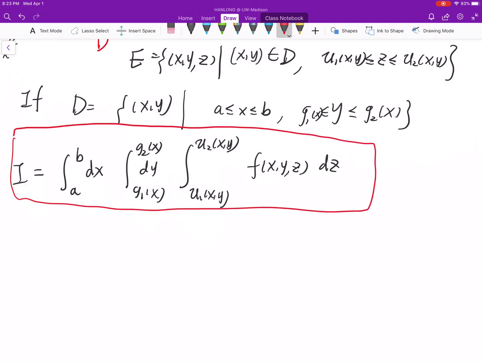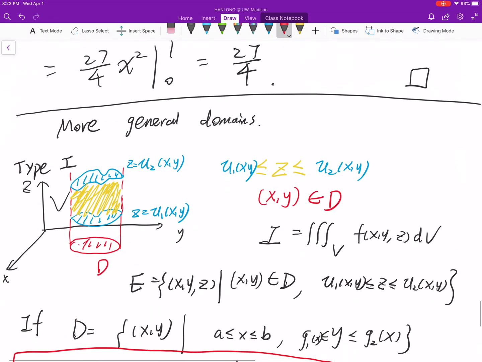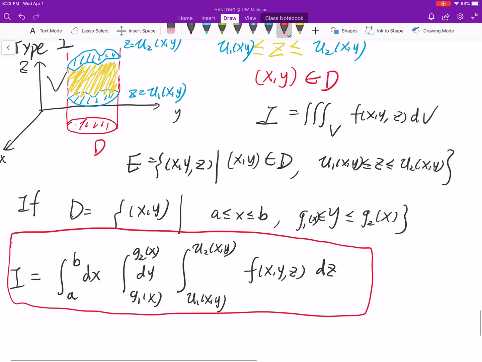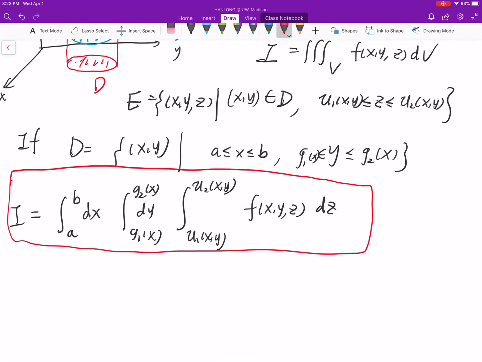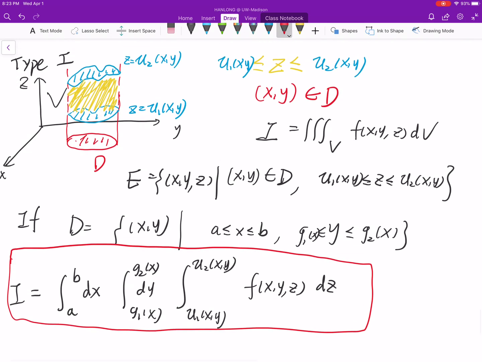I suggest you understand the picture instead of remembering the formula, because in reality you will have different descriptions for V, even for D. For example, D might be a type 2 domain. Then you will have y in between some fixed numbers, and then x is bounded by two functions of y. Then you need to make some modification of this formula. But it's better to have the idea.